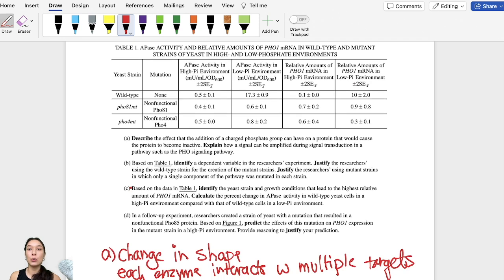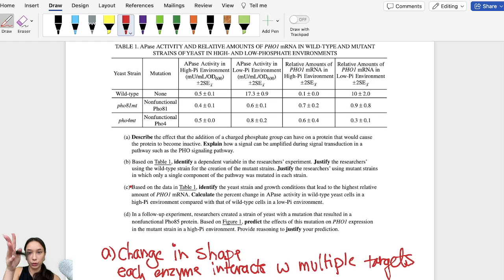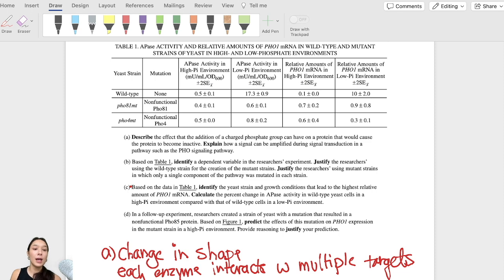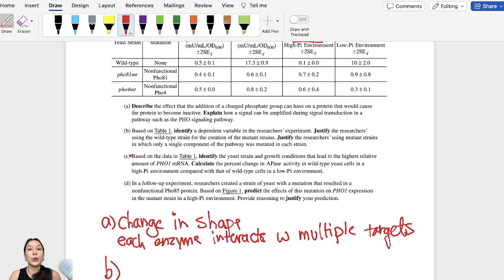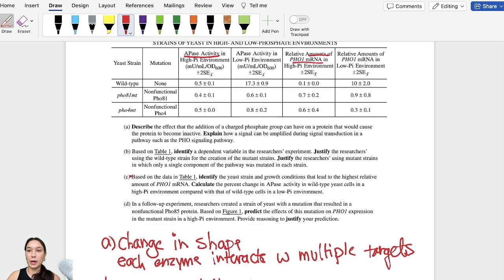So in this case, you kind of have several options for here because there's multiple columns. You can say that it's either, and they only, I believe, identify a dependent variable. So they're only looking for one, but there are 2. It is APA's activity and amounts of faux mRNA. Okay, so those are what we're measuring, therefore those are our dependent variables. So you can say APA's activity, or, and again, you don't have to say both of them, just one of them is fine, relative faux 1 mRNA.